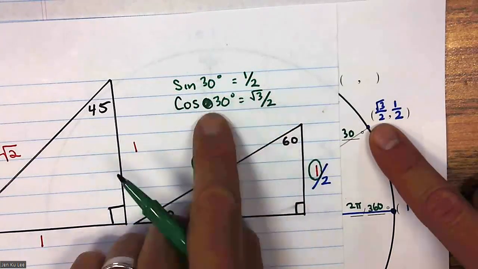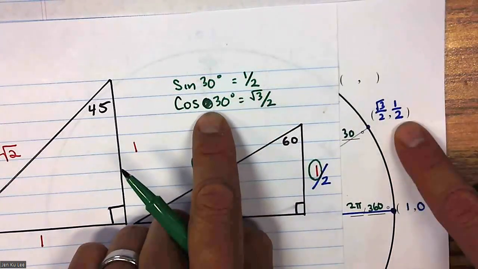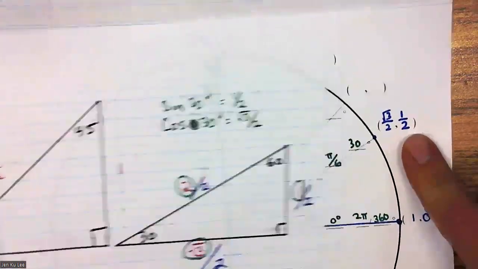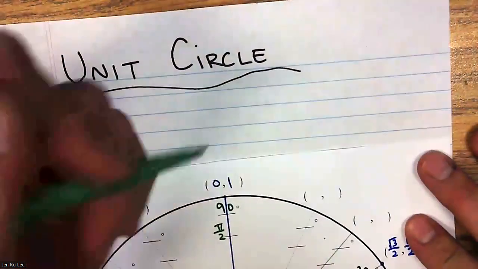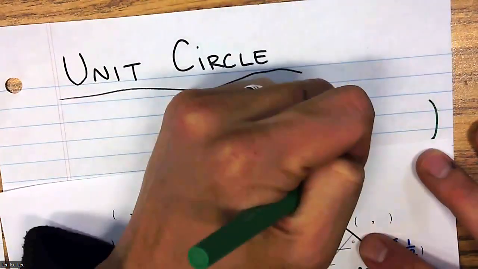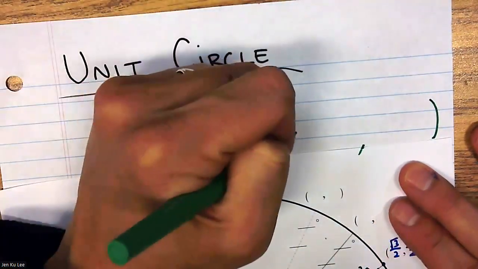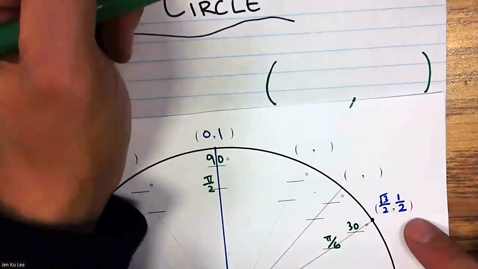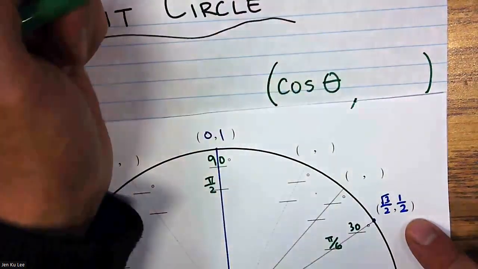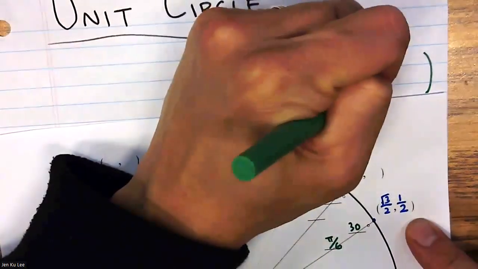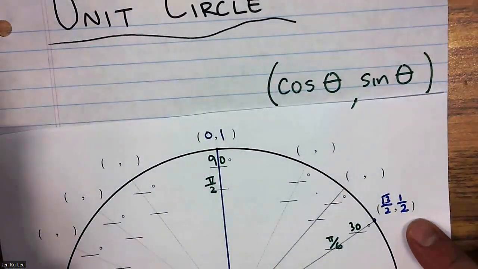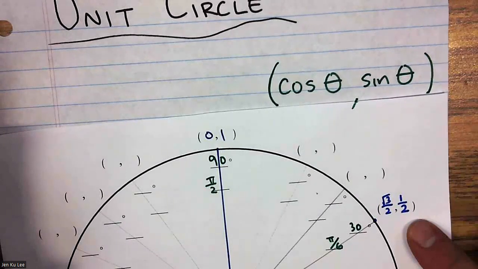X is equal to cosine. Y is equal to sine, right? So now in the unit circle class, that's why this is important. The coordinate of that unit circle is going to be cosine of whatever that angle is, theta, comma, the sine of whatever that angle theta is. Okay?